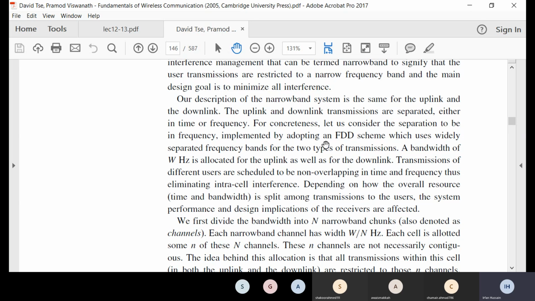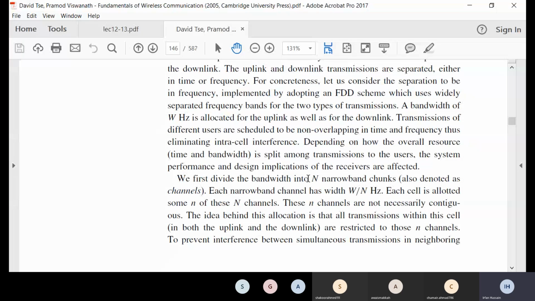So we have the FDD scheme. Two frequency bands are separated apart: one is for uplink, the other is for downlink. Let us say W is the total bandwidth for uplink as well as for downlink. Now what happens in 2G is that users are scheduled to be non-overlapping in time and frequency, thus eliminating intra-cell interference.